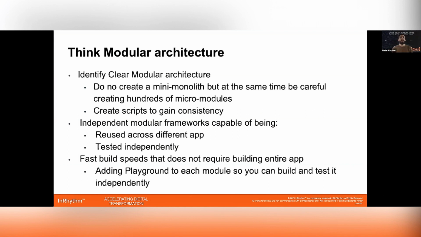So first thing that we need to do is identify a clear modular architecture. And this is crucial. We need to define a clear, consistent definition of what a module should be. What are the clear definitions of the business side, the technical side, and the design logic? Because we don't want to get to a point where we're building a mini monolith as part of those modules. And at the same time, we don't want to build hundreds of micro modules. So that's key.